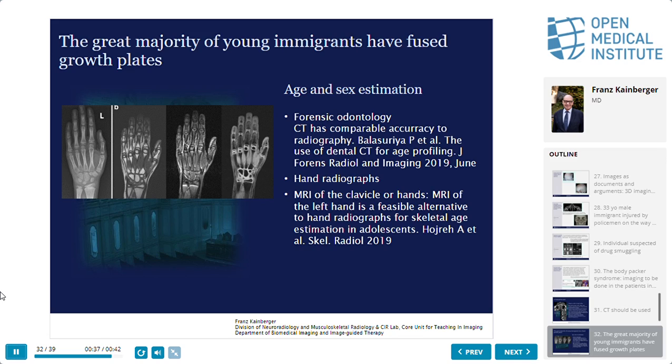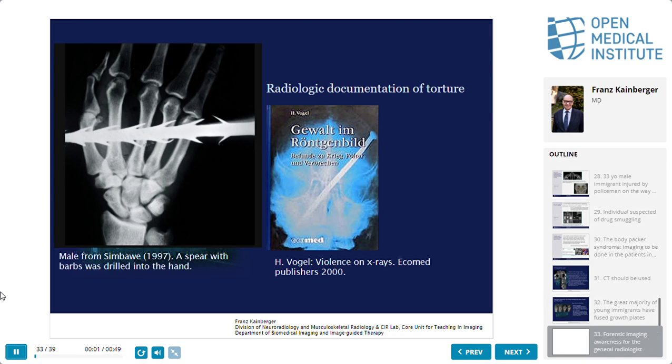However, my personal observation is that usually these patients all have fused clavicles. They usually are all about 20 years or older, and it's only rarely that we really need all these estimations. That has totally changed in the past years.